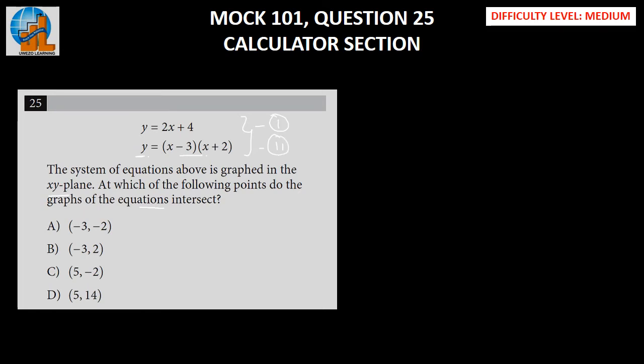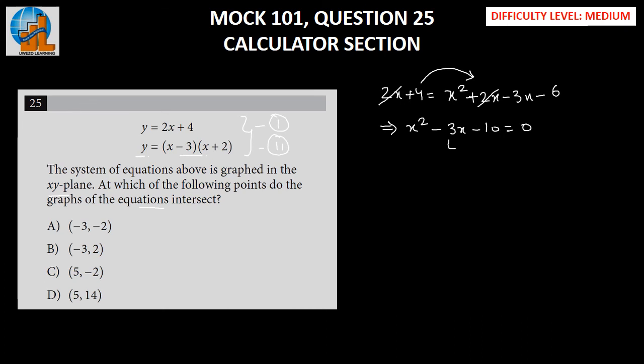So let's substitute the value of y in equation 2, which will give us 2x plus 4 is equal to x square plus 2x minus 3x minus 6. So let's simplify this equation. Once we simplify, we can see this 2x and 2x will cancel, and this 4 will come on this side, which will be minus 4 then. So the equation remains x square minus 3x minus 10 is equal to 0.